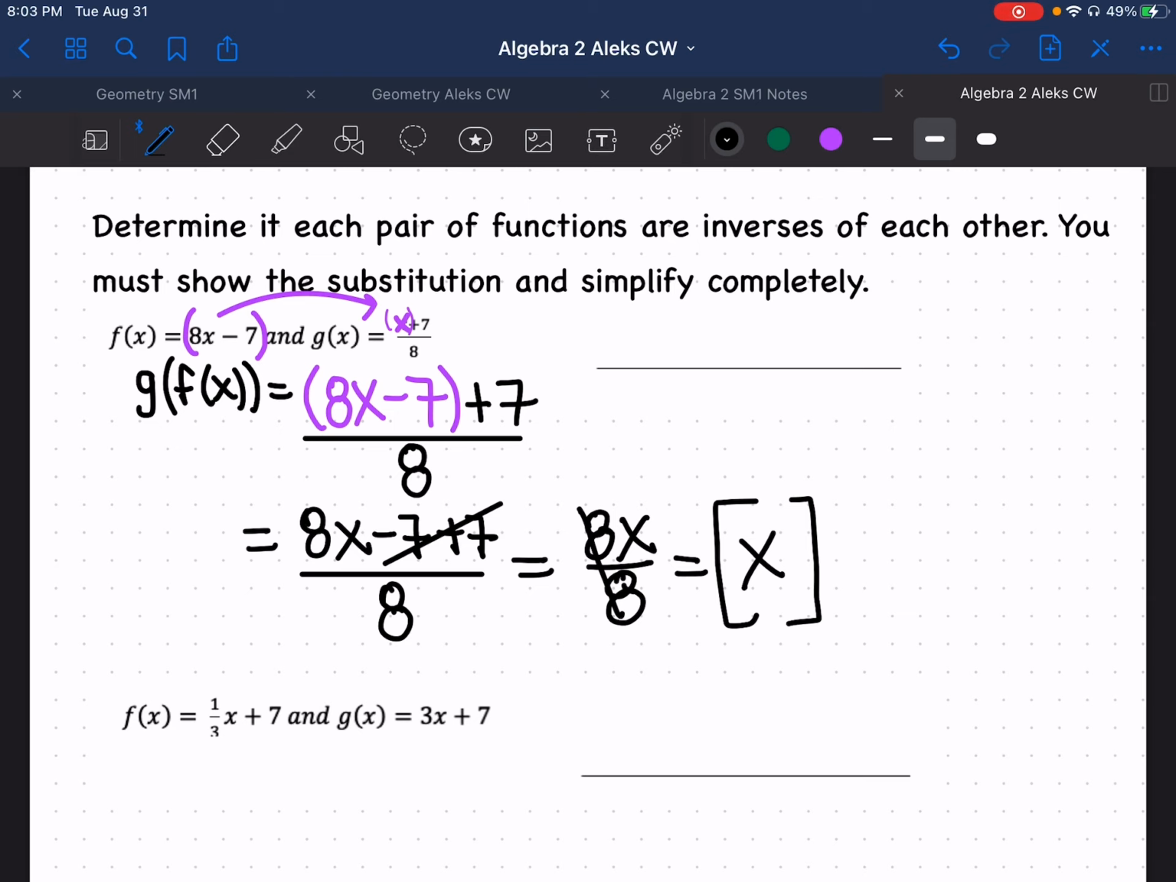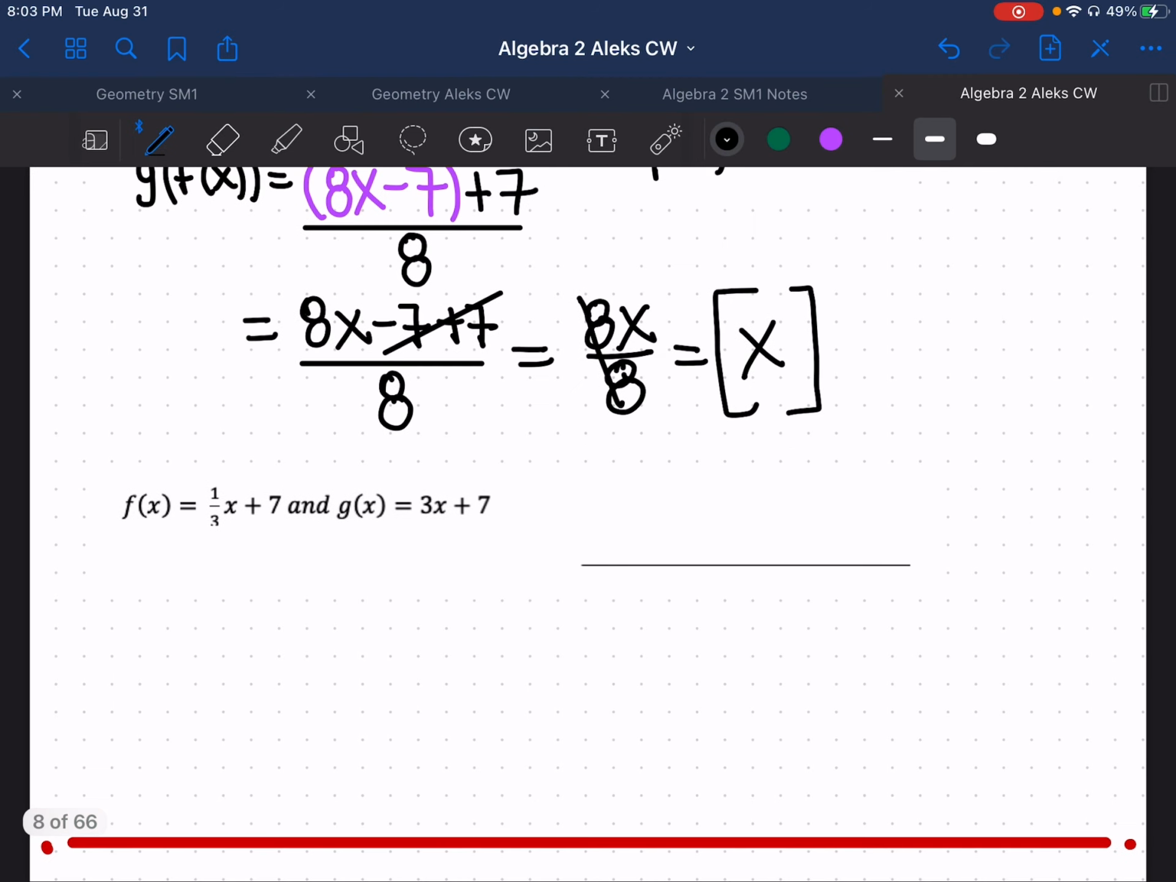Per our notes in 1.6, if we get x when we simplify, they are inverses. So are they inverse? I could say yes, inverses. Let's take a look at this one more time.